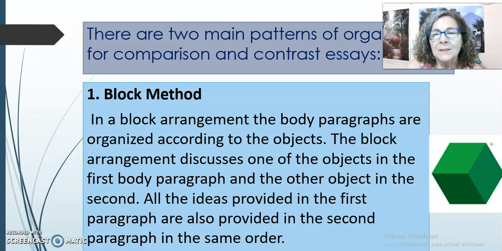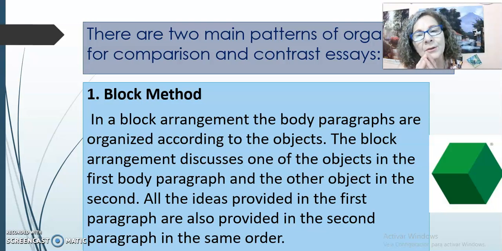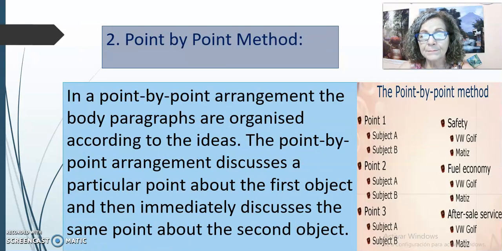There are 2 main patterns of organization for a comparison and contrast essay. Number 1, block method. In a block arrangement, the body paragraphs are organized according to the objects. The block arrangement discusses one of the objects in the first body paragraph and the other object in the second body paragraph. All the ideas provided in the first paragraph are also provided in the second paragraph in the same order. For the block method, we have only 2 body paragraphs.